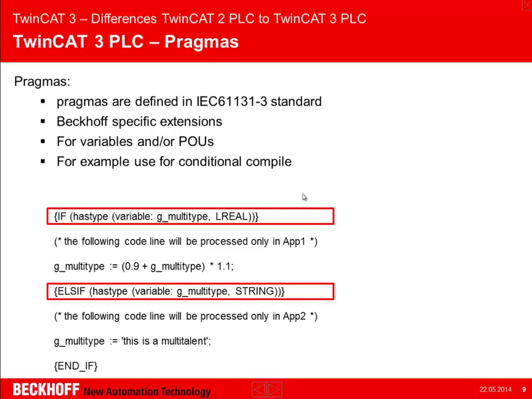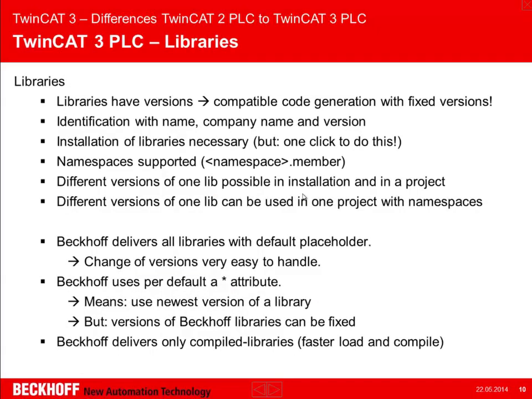And very new is also the handling of libraries, and this is specific, and a lot of advantages come from using this kind of libraries. So first of all, libraries now have versions, and the versions are directly compiled into the library. So it's not the date and time, which we're using in TwinCAT 2. It's really the version inside the library. And with this versioning, you can generate compatible code with fixed versions. So the idea is, also if you deliver the machine, to set the libraries to fixed versions, and then you can really be sure that you can compile compatible code with these fixed versions of libraries.